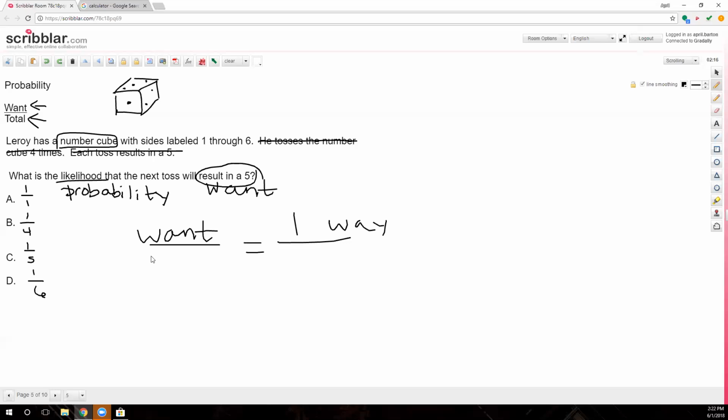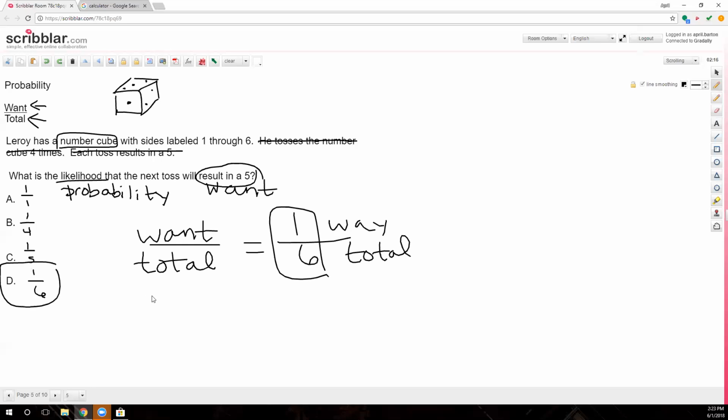So then how many total sides does the number cube have? 6. So total is 6. Sometimes we have to reduce or change this answer, but a lot of the times that's just it. Once we've identified that, that is our final answer, 1 over 6. There's 1 out of 6 ways to roll a 5.